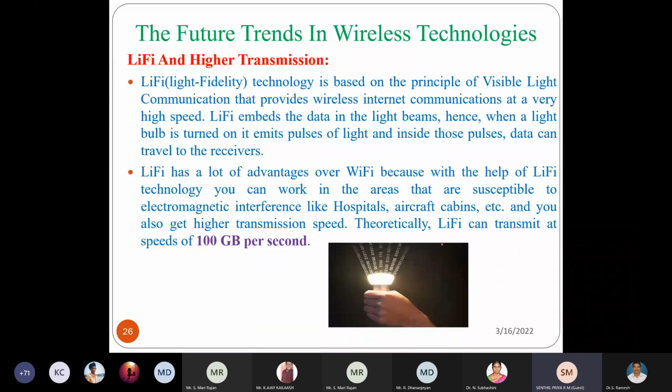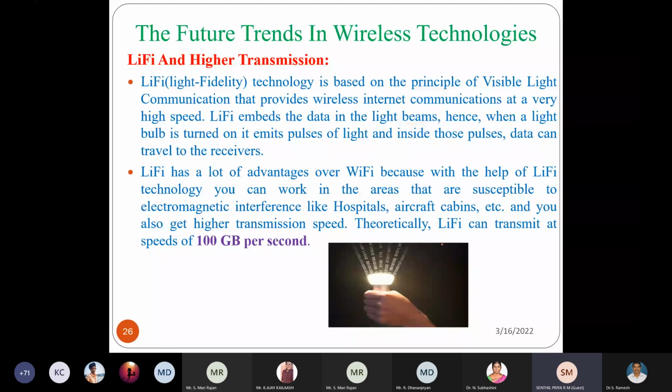Then we went through the generations of mobile phones in wireless technology, and we have seen what is going to be the future technology. Now it is going to be the future trends in wireless technology. So what are the trends? Already we know Wi-Fi. We are enjoying the band of Wi-Fi from 2 gigahertz to 5 gigahertz. Wherever we go, we use the Wi-Fi system.